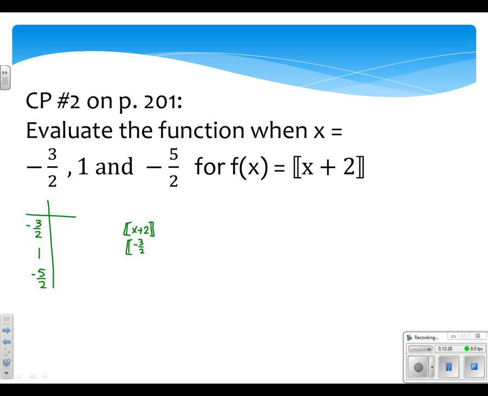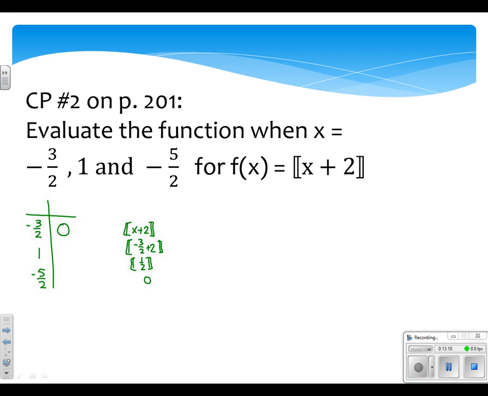-3/2 plus 2. -3/2 plus 2 is 1/2. Everybody agree? So what is the greatest integer less than or equal to that? Okay, so the greatest integer less than or equal to that is 0. Remember, integers aren't fraction or decimal values. We're going to the next lowest whole value from where our 1/2 is at. So the whole number, or the integer, underneath a half is 0.